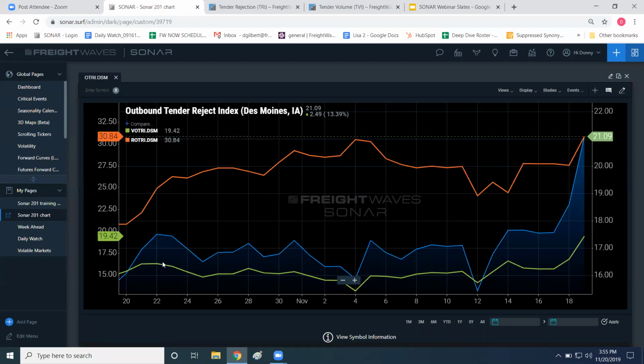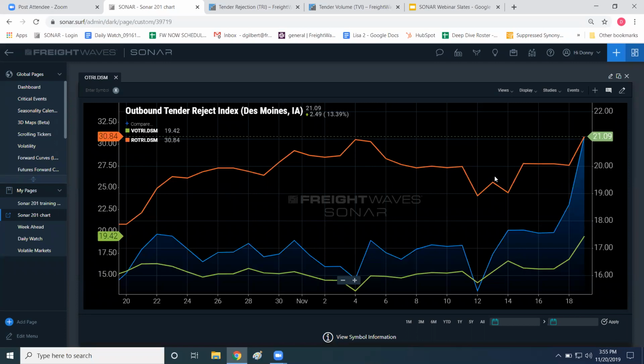Here we have dry van at 19.42%, also trending upward. So you still see the upward trend from the last few days. But reefer tender rejection rates are a lot higher in this market. So if you're looking at this from the 13th, reefers jumped from about 25% to almost 31% in the last 7 days.